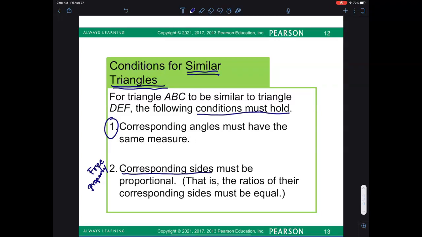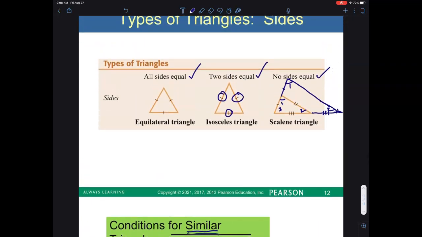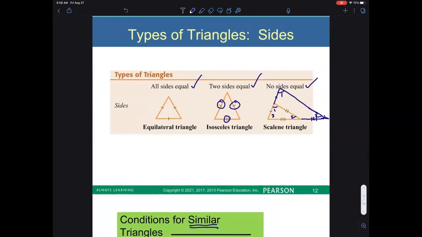That the corresponding sides might be side 1 of the small one corresponding to the same side 1 of the bigger one. And in this case, proportional means that basically they're a constant multiple. Let me try another little example with two side by side. Let's say I have a triangle with lengths 1, 2, and 3 on the sides, and I draw one that's the same shape but twice as big.